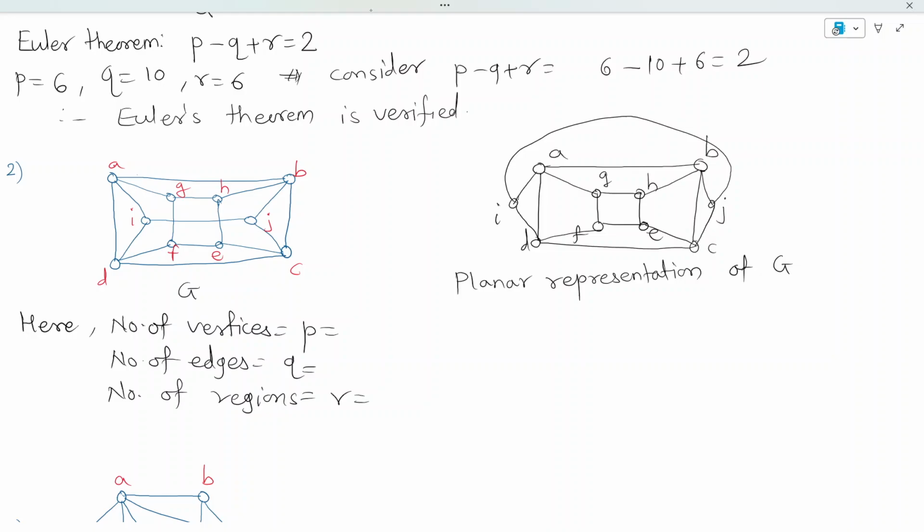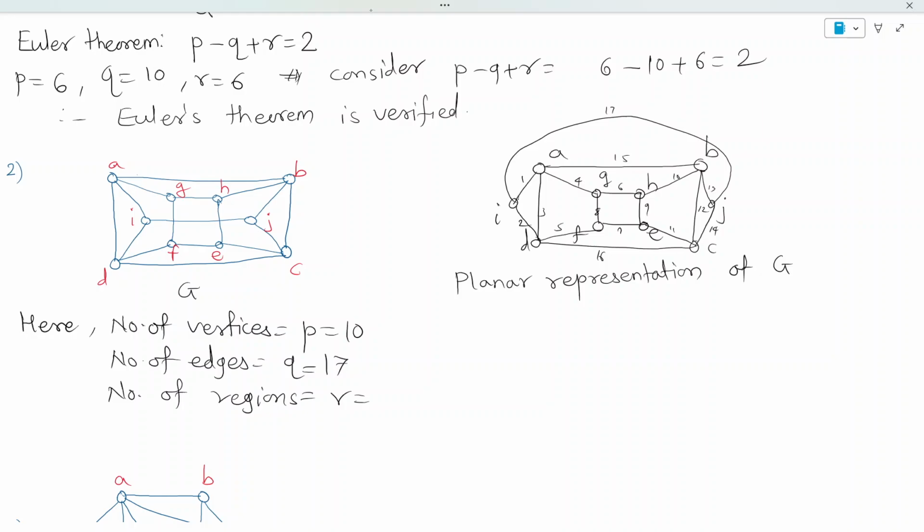So number of vertices: 1, 2, 3, 4, 5, 6, 7, 8, 9, 10. Number of vertices is 10. Number of edges, I am counting here: 1, 2, 3, 4, 5, 6, 7, 8, 9, 10, 11, 12, 13, 14, 15, 16 and 17.